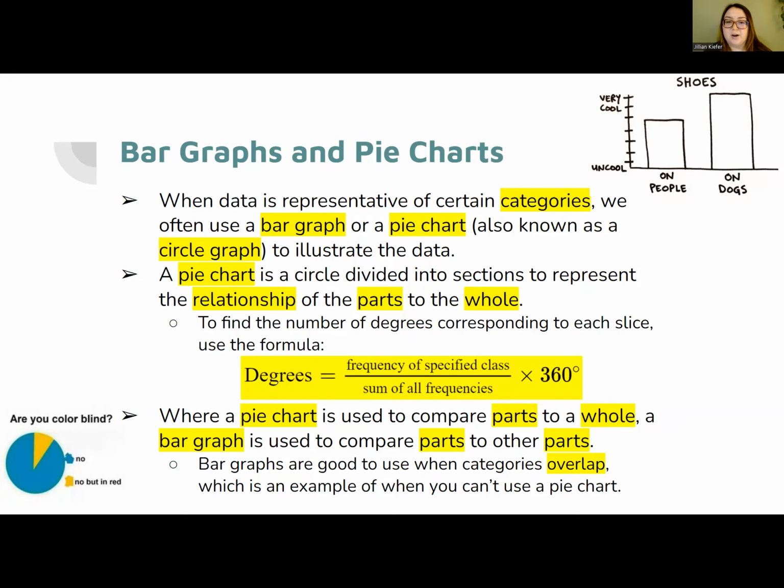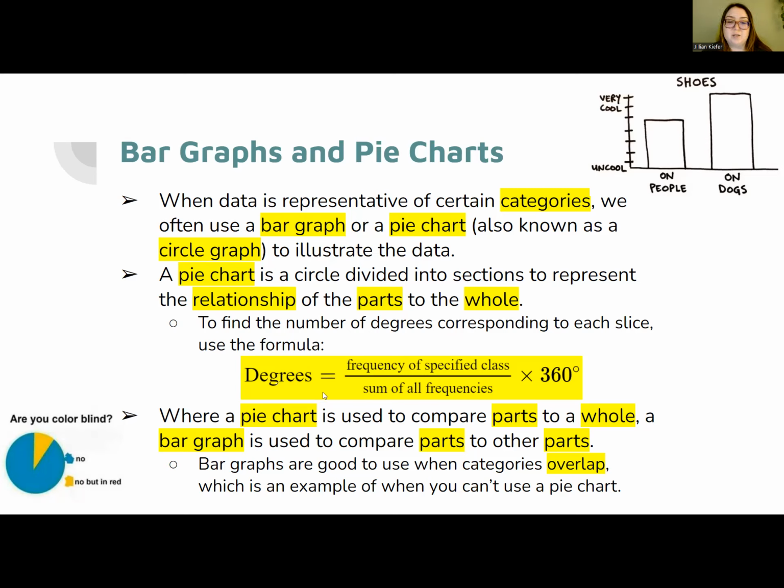Starting with the pie chart, it is a circle divided into sections to represent the relationship of the parts to the whole. To find the number of degrees corresponding to each slice, we need to use the following formula. Each slice of our pie is representative of a percentage of the whole, which is 100%. So each part of our pie should be divided up percentage-wise, and typically we tend to use degrees.